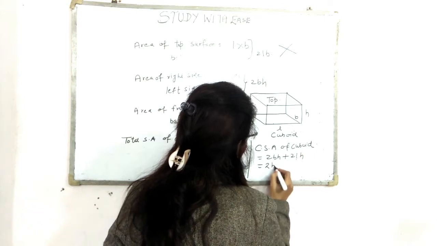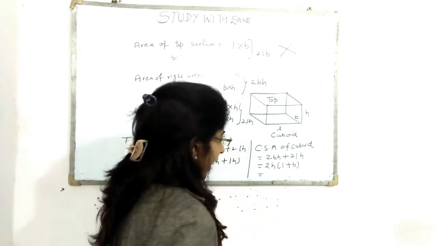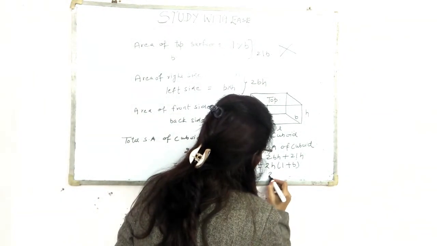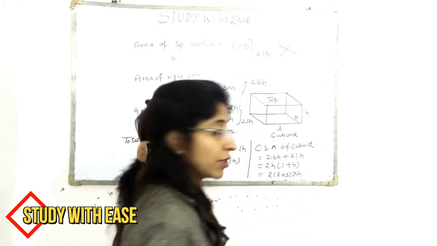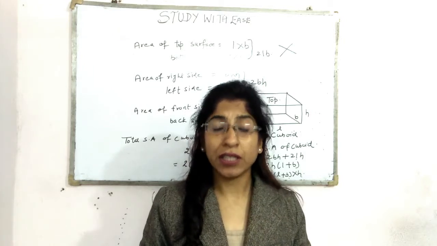Again, we are taking 2H common. So we will get 2H (L plus B). Or you can write it in this form also: 2 (L plus B) into H. So, this is the curved surface area of the cuboid.